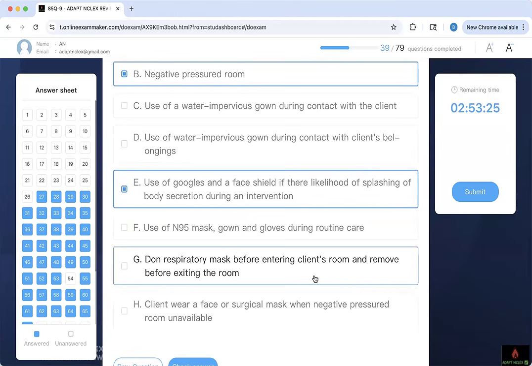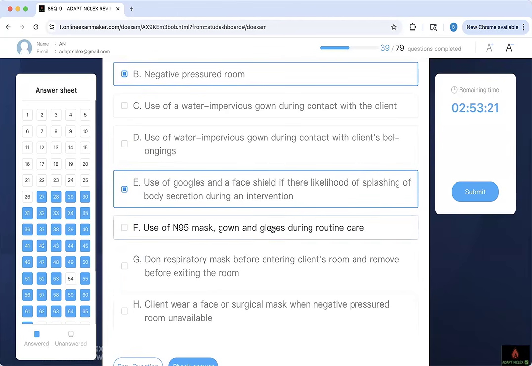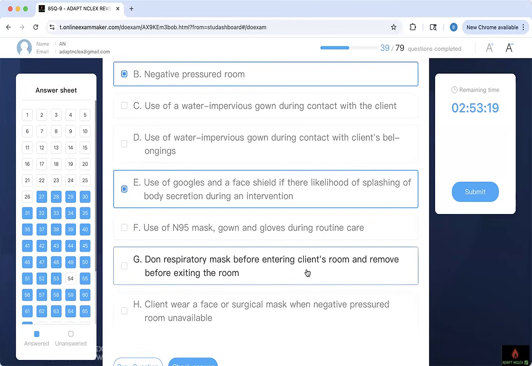Use N95 mask, gown, gloves during routine care. We already said you don't need gown and gloves. Therefore, don't pick it. Don respiratory masks before entering the client's room and remove it before you leave. Keep it on when you're leaving.